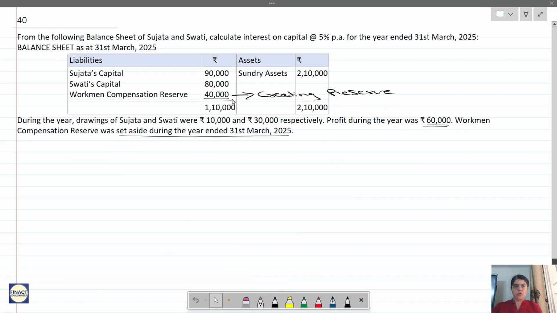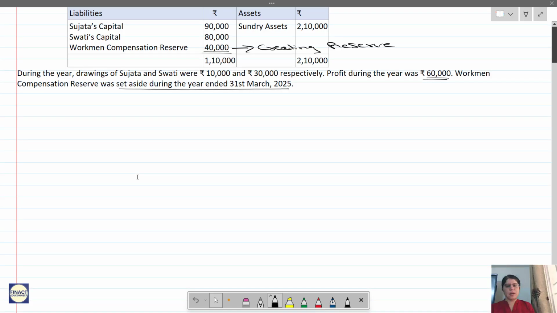So question number 40, it was a homework. Now the balance sheet has been given, calculate interest and then interest on capital, and you have to first find out what is the balance, correct? So in rough you must have prepared the capital accounts for both the partners, that is Sujata and Swati, correct? So capital account for both the partners.